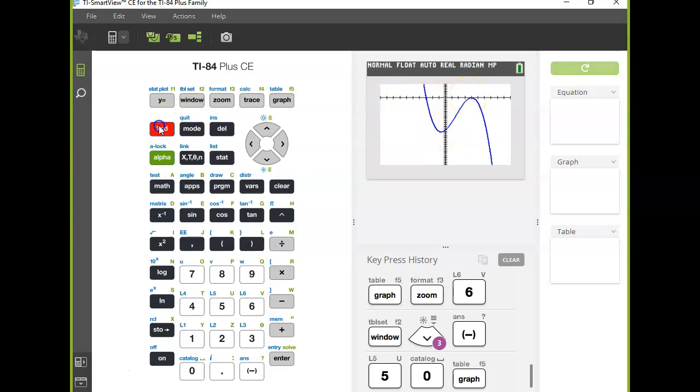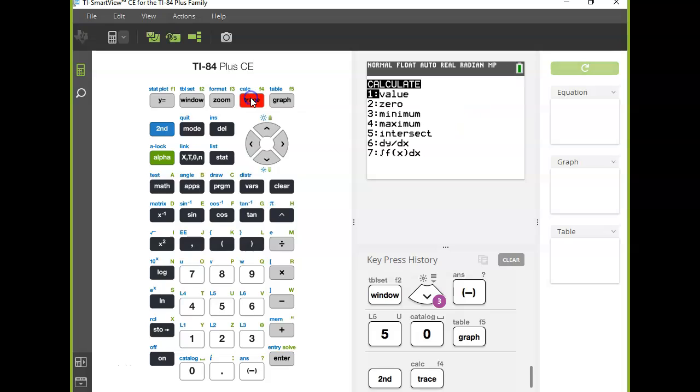So we're going to go back to second trace, which is the calc function. And remember in chapter 4, we found the vertex. And the vertex was either a max or a min. Well, this is just like finding the vertex. Let's find the minimum first.